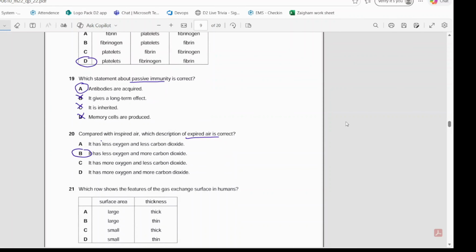Okay, what are the percentages? The inspired and expired. Correct. And nitrogen is same, 78%. Correct.